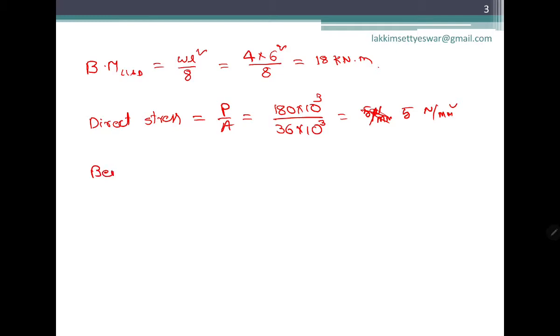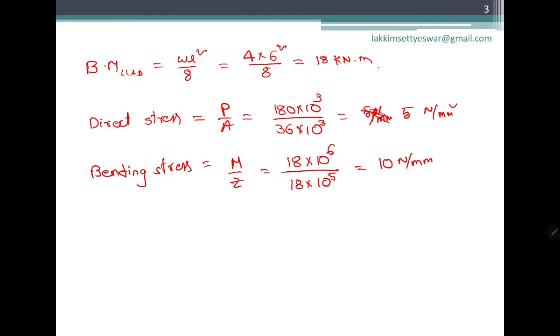Now, coming to bending stress. Here there is no need to find a bending stress due to the pre-stressing force, because it is a concentric pre-stressing tendon. So, there is no eccentricity and no need to calculate Pe by Z. Here we can directly calculate the bending stress due to live load and dead load, that is M by Z, equal to 18 kN meter converted into Newton mm, and Z is 18 into 10 power 5 mm cube. That value comes around 10 Newton per mm square.